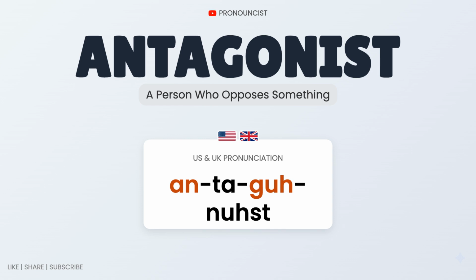The meaning of the word is a person who opposes something. Try repeating this word several times to improve your pronunciation.